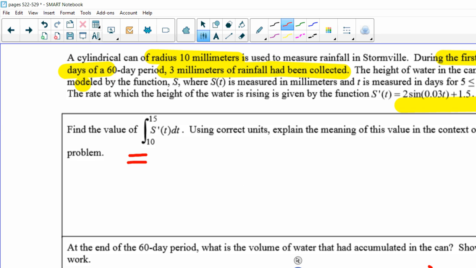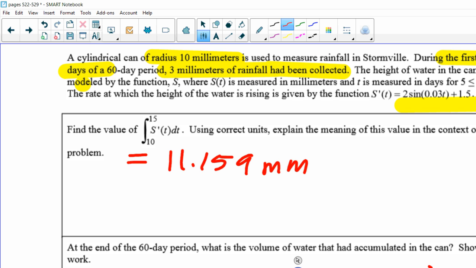What do you get? 11.159 what? When we integrate S prime, what do we get? If we integrate S prime, we get S, right? And S is measured in millimeters. So we got the correct unit. What does that mean in the context of this problem?